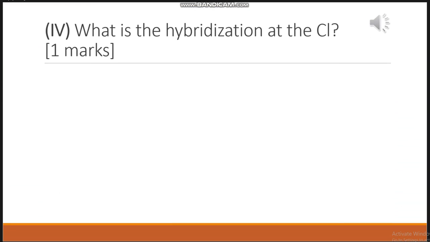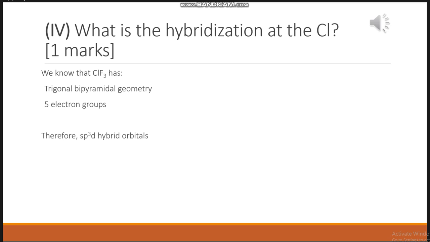Part 4 is nice and quick. It asks us for the hybridization of the chlorine at the center of ClF3. So, we know that ClF3 has trigonal bipyramidal geometry and 5 electron groups. Now only sp3d hybrid orbitals will allow for 5 electron groups. Therefore, the hybridization at Cl must be sp3d.